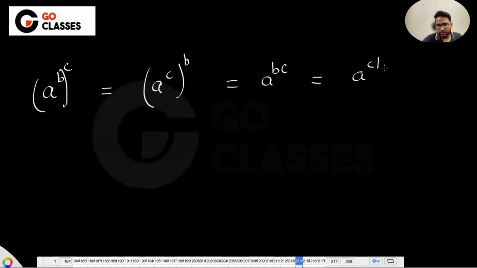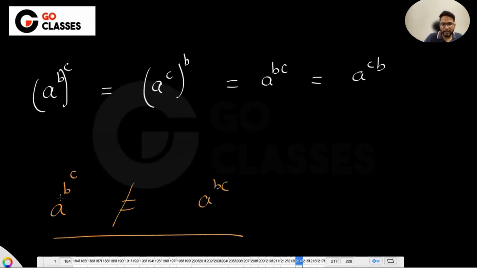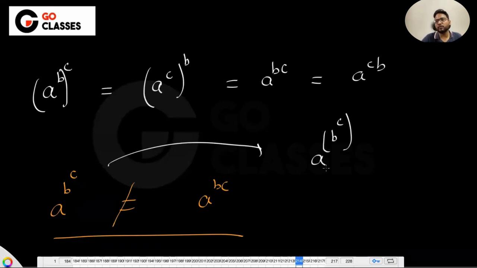A power cb or something like this. But if you do not have the brackets, which means if you say something like this, then this is not equal to a power bc or something like this. If you do not have the bracket, then by default the exponentiation should be right associative, which means this is b power c. First, you need to do b power c, then you will be doing a power.